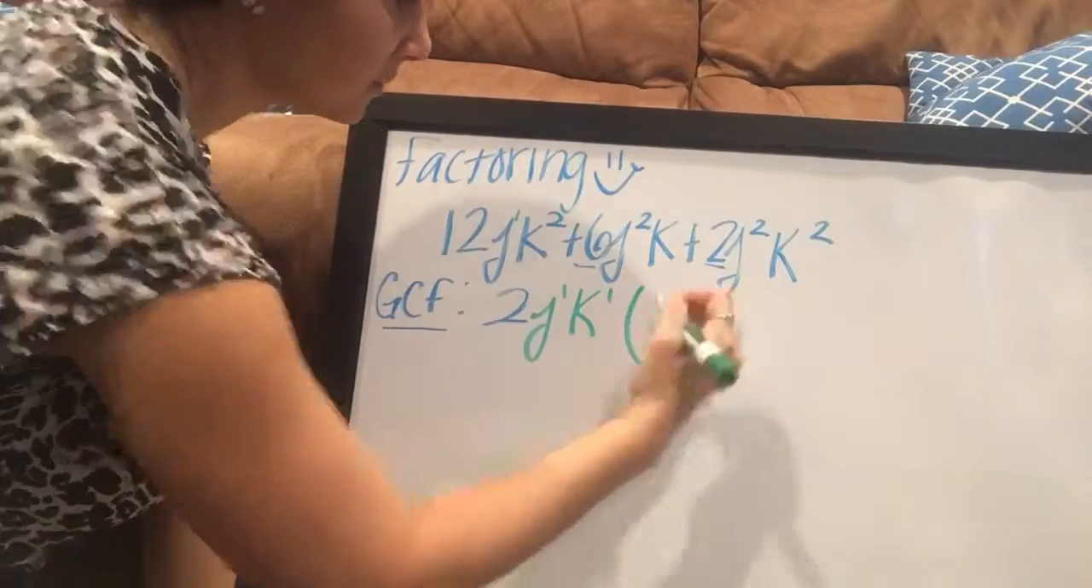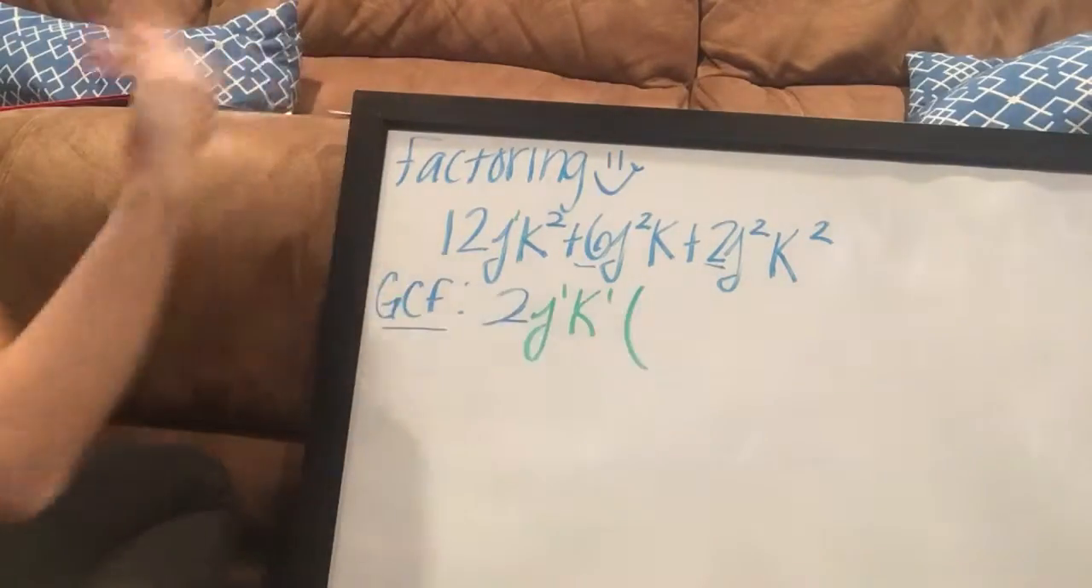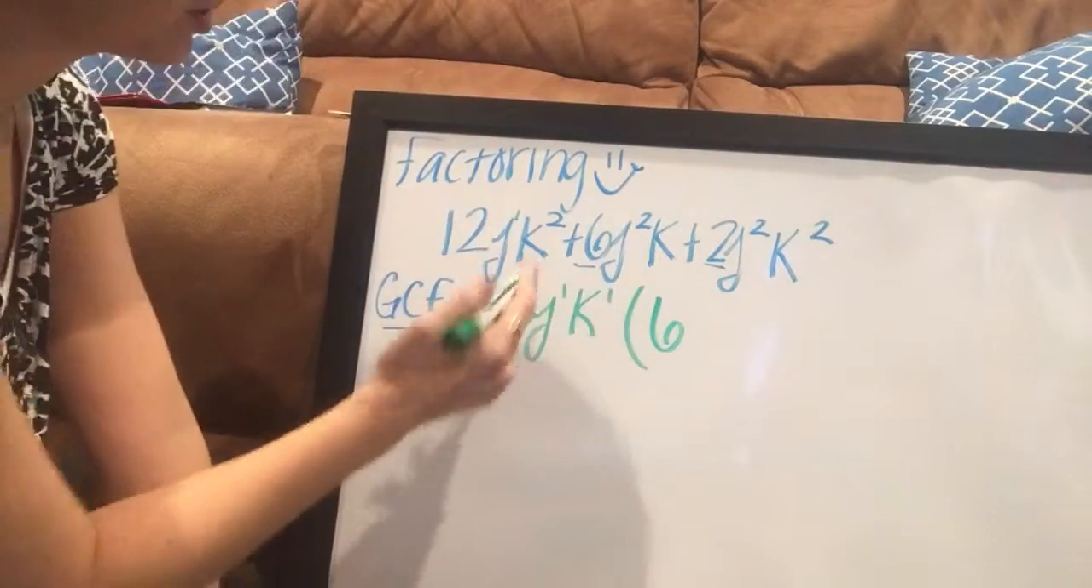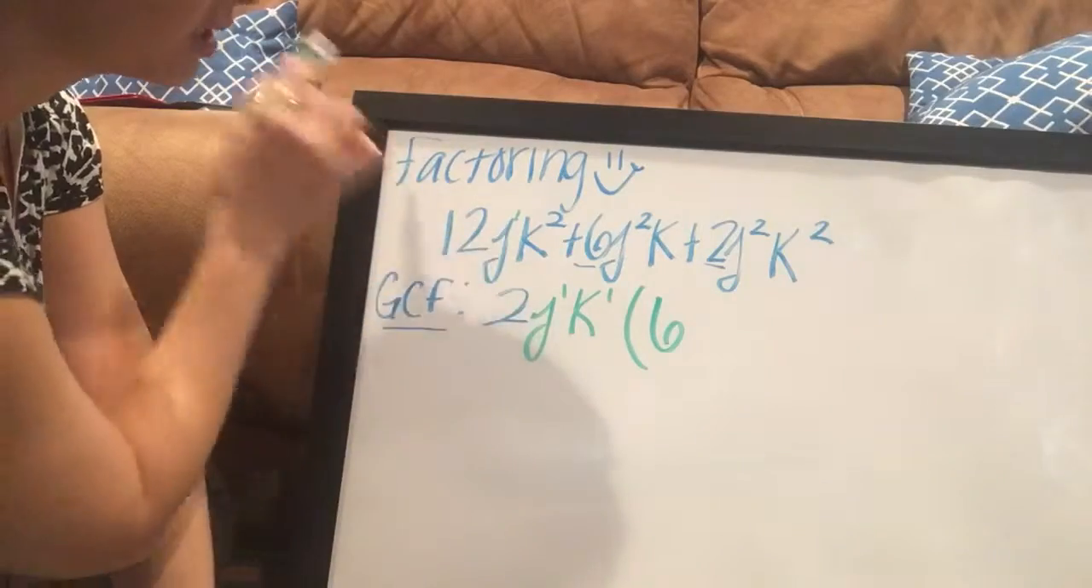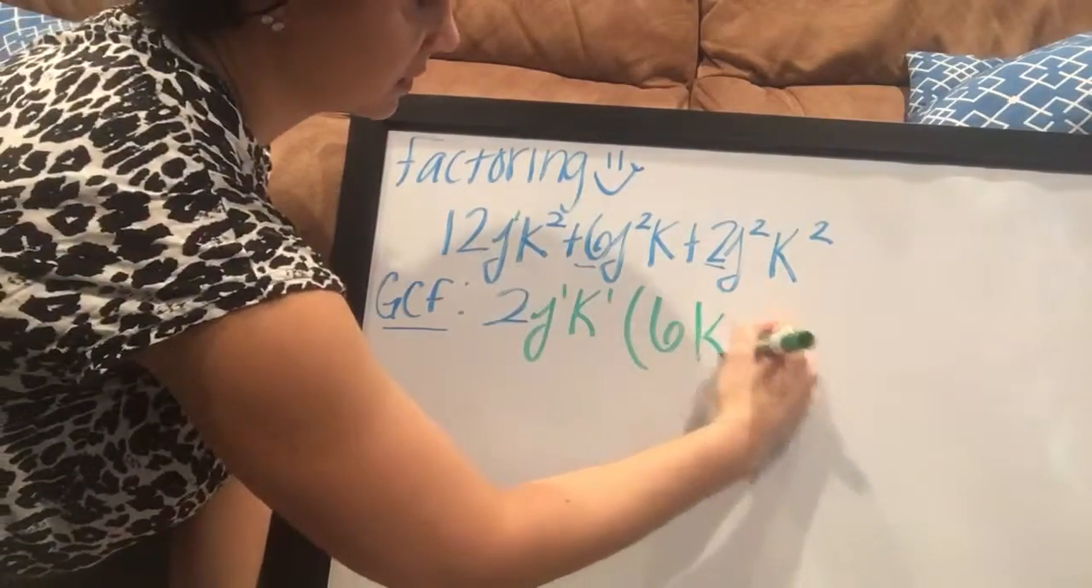Now, divide. Just think of the opposite of distributive where you multiply. Now we have to do the reverse as division. So 12 divided by 2 is 6. Now remember, with your exponents, you subtract them. So j minus j, they go bye-bye. So k squared over k is just k.